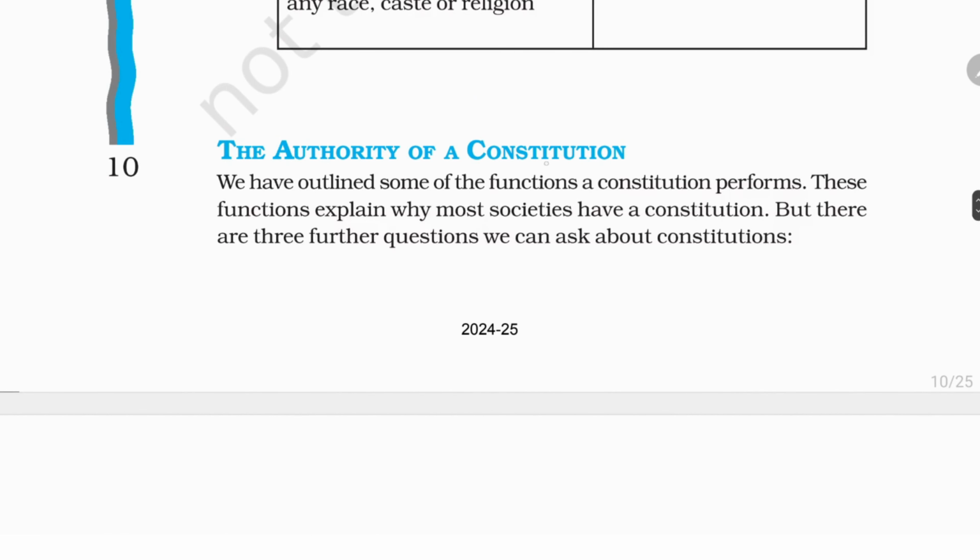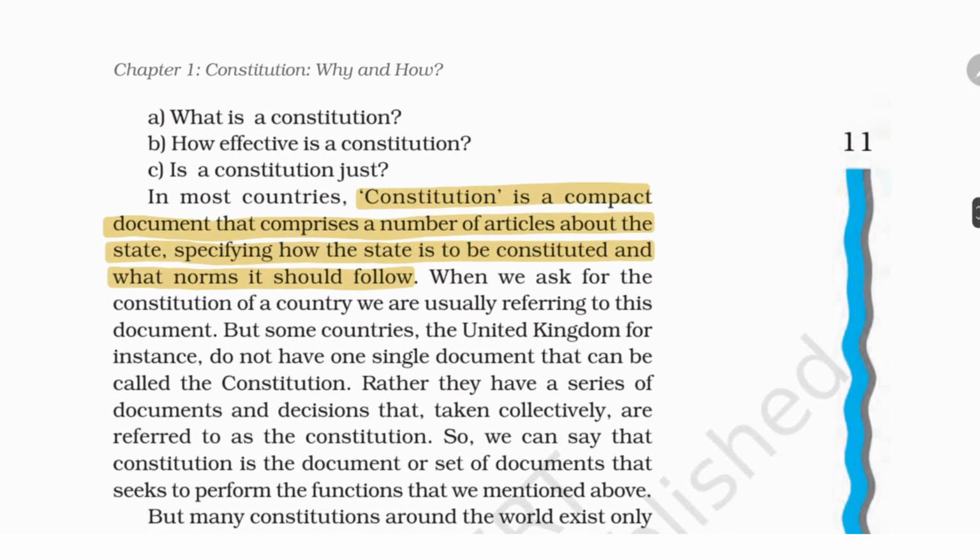The authority of a constitution. We have outlined some of the functions a constitution performs. These functions explain why most societies have a constitution. But there are three further questions we can ask about constitutions. A. What is a constitution? B. How effective is a constitution? C. Is a constitution just?